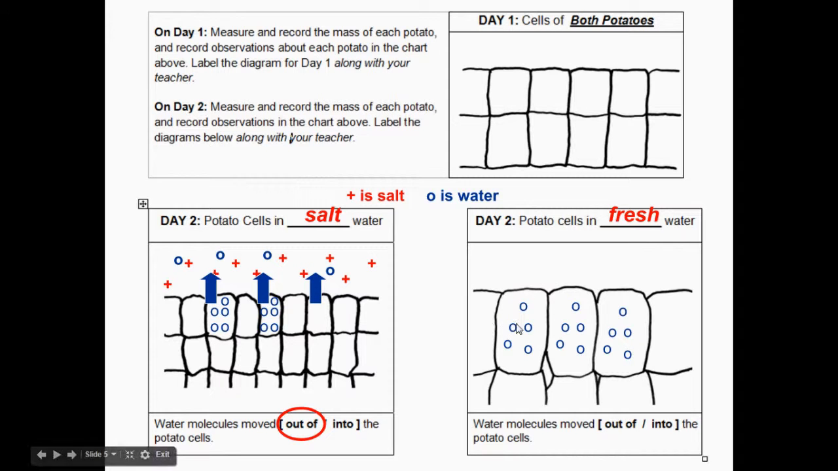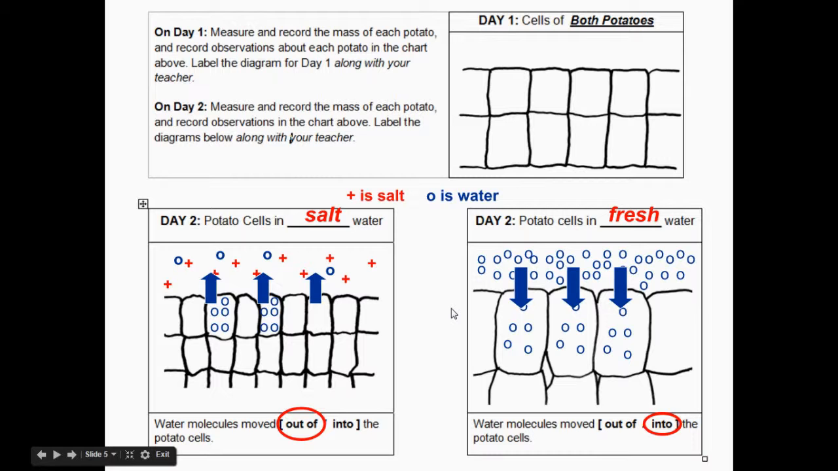Whereas over here, there was some natural water inside the cytoplasm of each cell, but there was 100% water outside. So there's a very high concentration of water outside, low concentration of water inside those cells. So the water molecules naturally flowed from high to low concentration. So they naturally moved into the potato cells. So that's why the potato in fresh water gained mass, because every single cell just naturally by the process of diffusion gained water molecules. They went from the water into the cytoplasm of the cell by the process of diffusion going through the cell membranes.